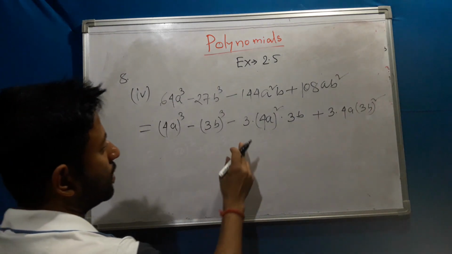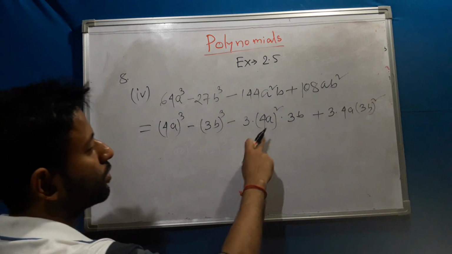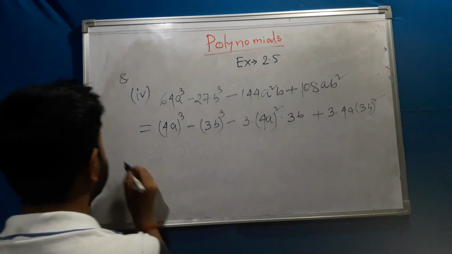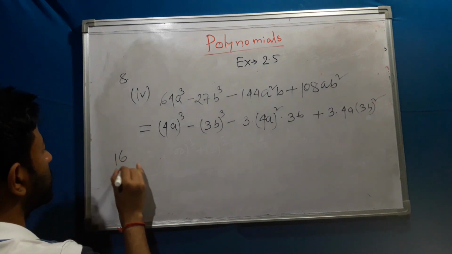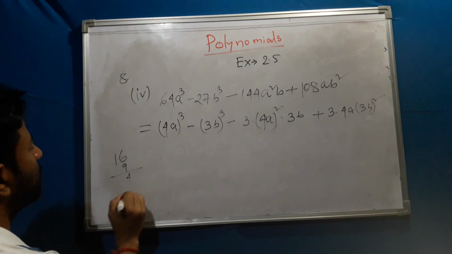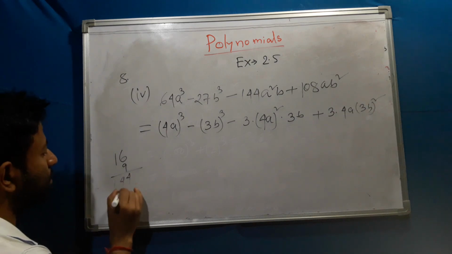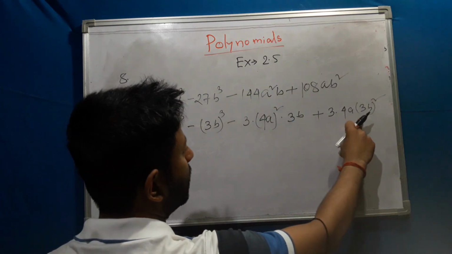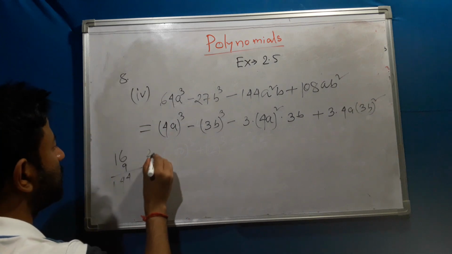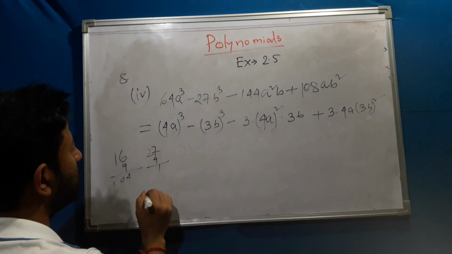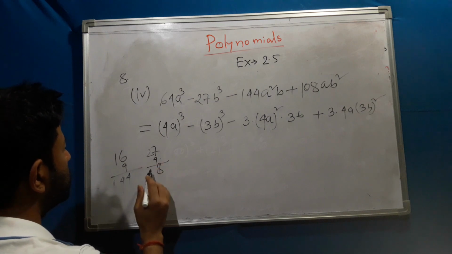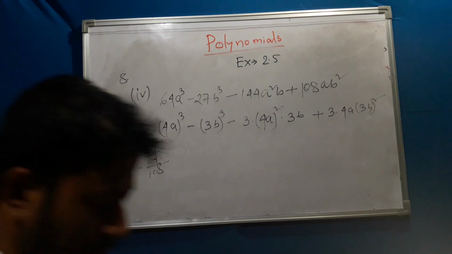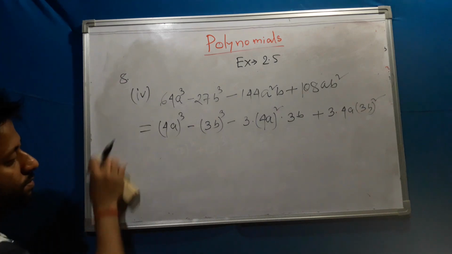Okay, now check. 3 into 16, that is 48. 48 into 3, or you can do 3 3s are 9, 9 into 16. So 16 into 9 is 144. So it comes 144a square b. Similarly here, 3 3s are 9, 9 3s are 27, 27 into 4 is 108. So it is 108ab square. In this way I can arrange all these parts.